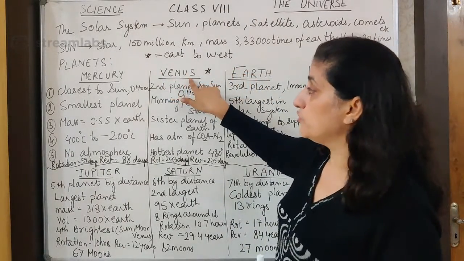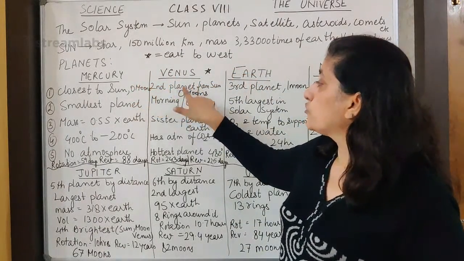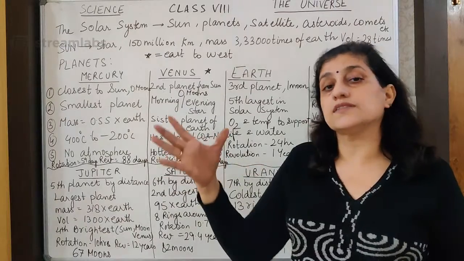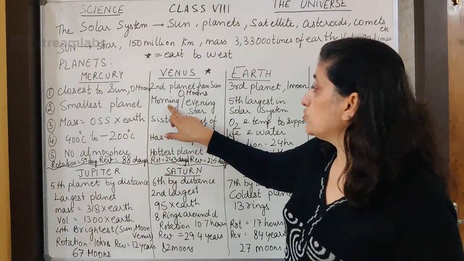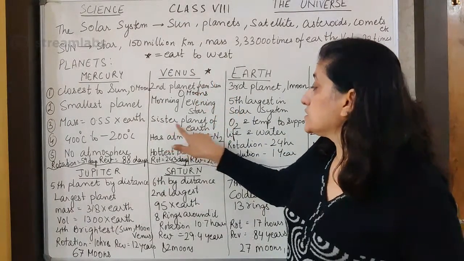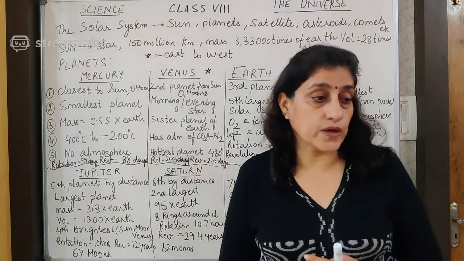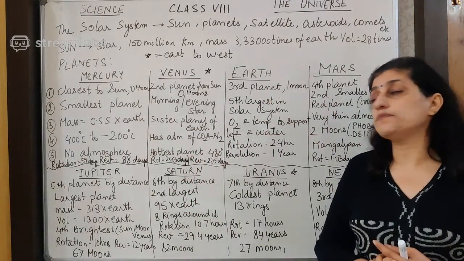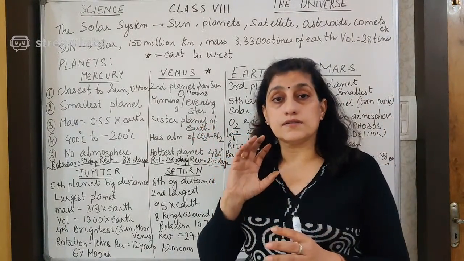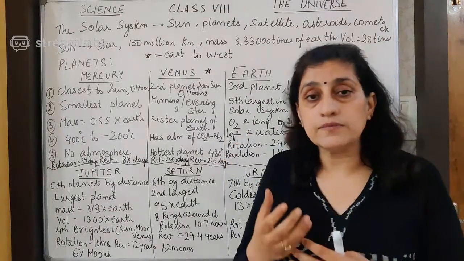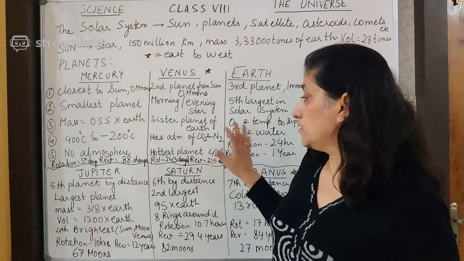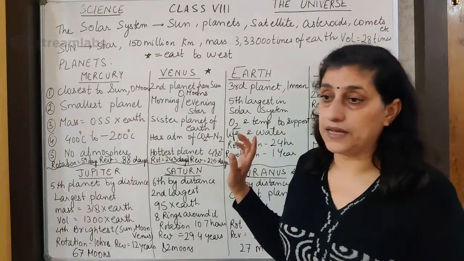Next planet is Venus. It is second from the sun by distance. Venus is a very bright object in the sky. Therefore, it is also referred to as the morning or the evening star. Venus is called the sister planet of the Earth. This is an important question: why is Venus called the sister planet of the Earth? The reason is that the density and the nature of the material of Venus and the Earth are all similar to each other. That is why Venus is called the sister planet.